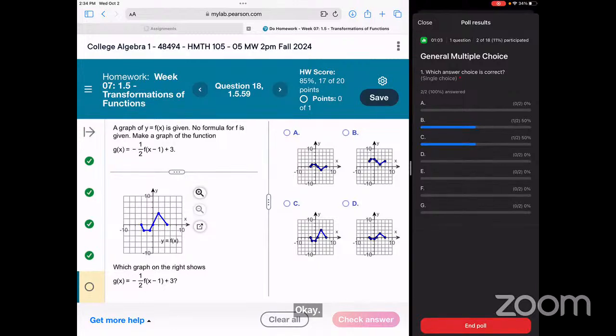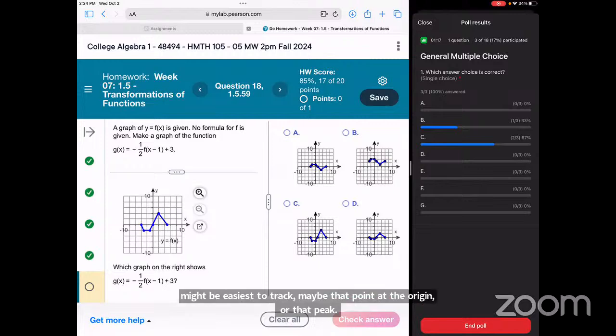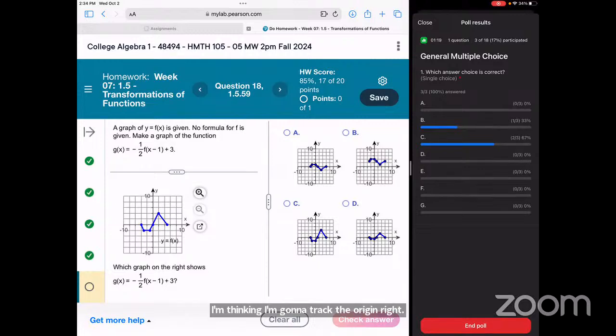Okay, so let's see what we're working with. I'll leave the poll open for a little bit longer while we talk about it. With something like this, it might be easiest to track that point at the origin or that peak. I'm going to track the origin. So let's talk about these transformations. Again, the recommendation is to work our way from the inside to the outside. The innermost nested transformation is that -1. So if we track the origin, it should go right by 1.